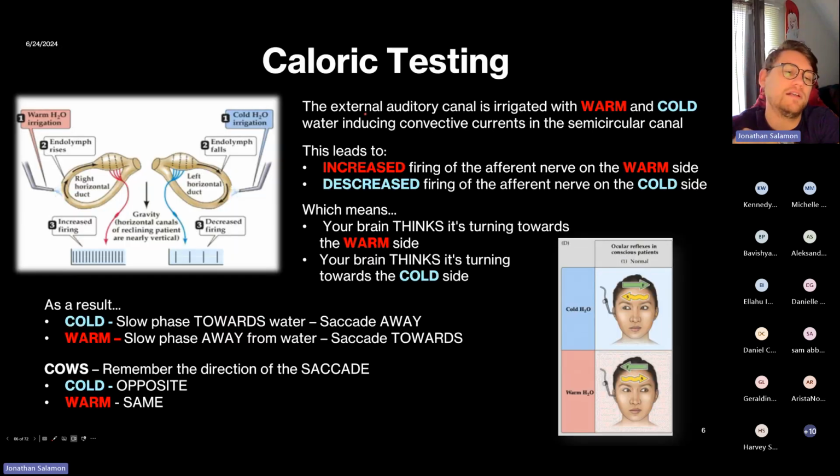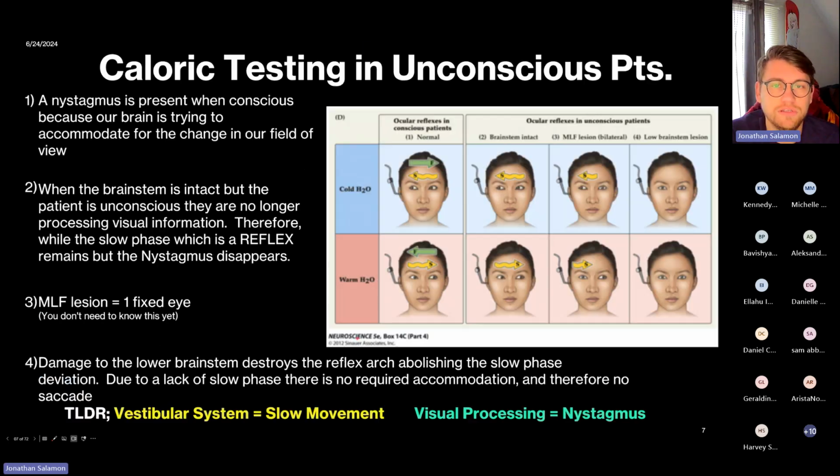You can then extrapolate that into caloric testing. We already talked about this, right? The slow movement is towards the cold water, the fast movement, the saccade, is towards the hot water. So whichever side the hot water's in, that is the type of nystagmus that they'll have. If you have hot water in the right ear, you'll have a rightward nystagmus. If you have cold water in the left ear, you'll have a rightward nystagmus. Cold, opposite, warm, same.